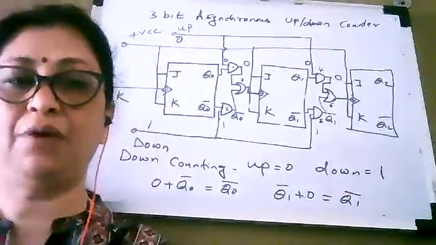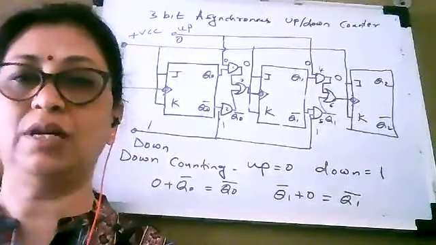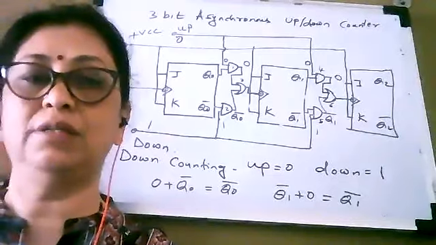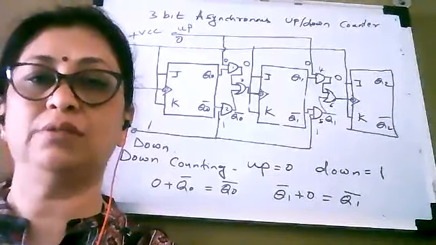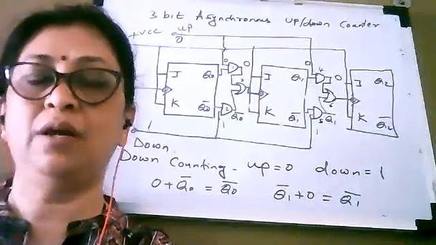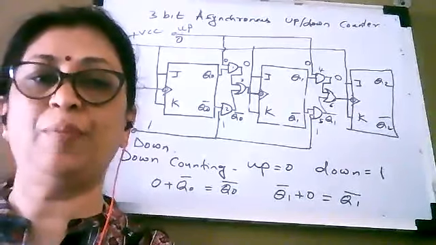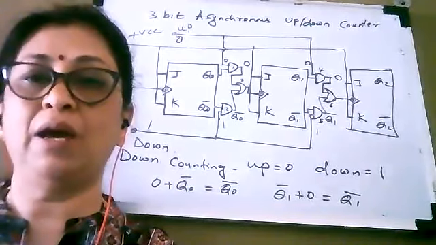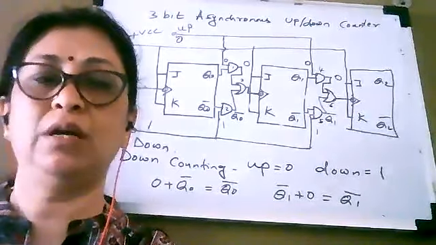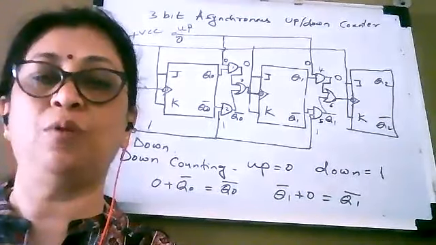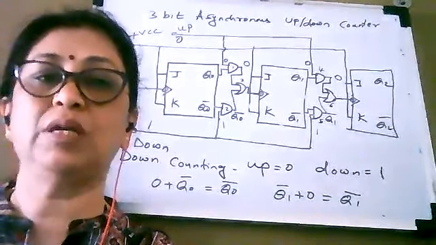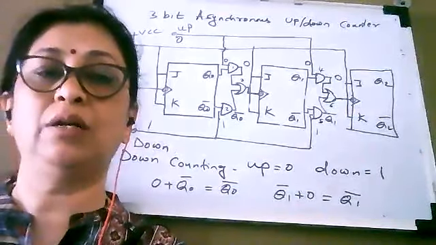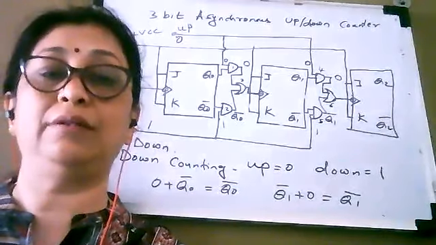So here we have finished asynchronous 3-bit counters. Like this, you can extend this to 4-bit counters. The same working principle will be there. Only in the case of 4-bit counters, there will be 4 JK flip-flops. And as there are 4 JK flip-flops, 2 raised to 4, which is equal to 16 states, it can count. So a 4-bit counter can count 16 states.